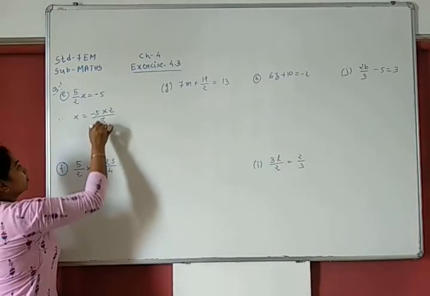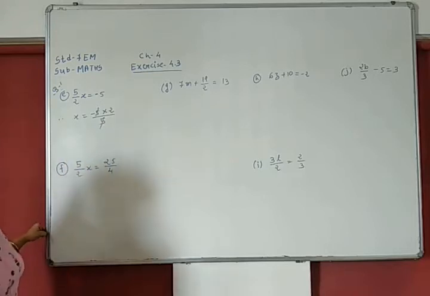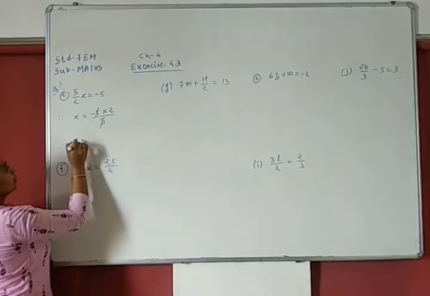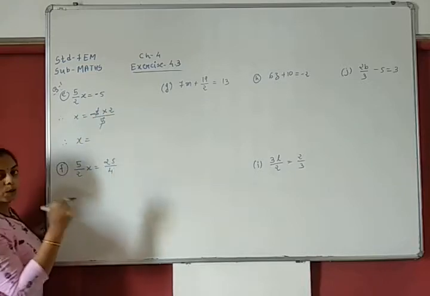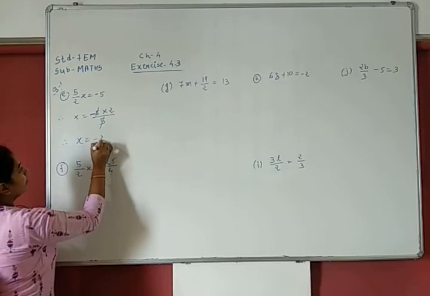Now this 5 will get cancelled. So what is the value of x? 2, but what about this minus? We have to put it. So minus 2.